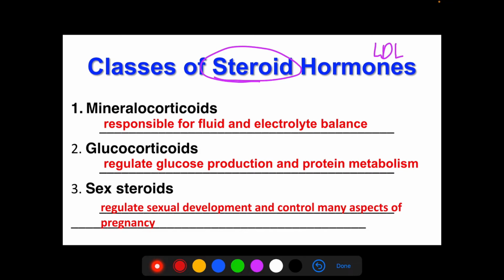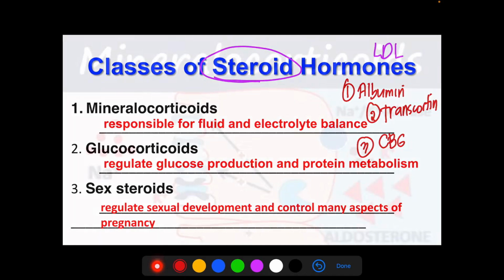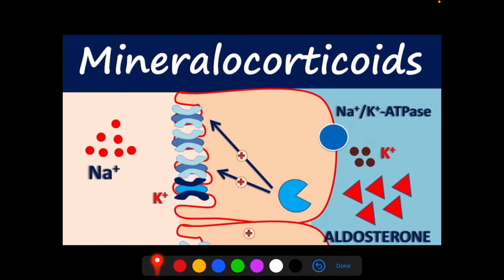And also, these adrenocortical hormones are bound to plasma proteins. And the three proteins that I'm telling you is number one, the albumin. Of course, this is very familiar with you. Number two, we also have the transcortin. And lastly, we have the CBG, the cortisol binding globulin. So those are the proteins that bind your steroid hormones. Now first, let us have the mineralocorticoids.